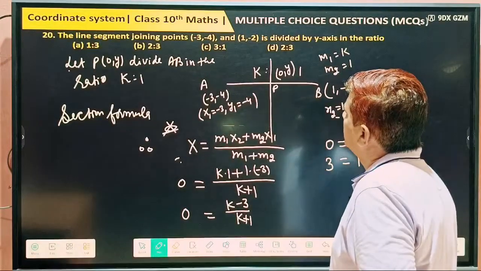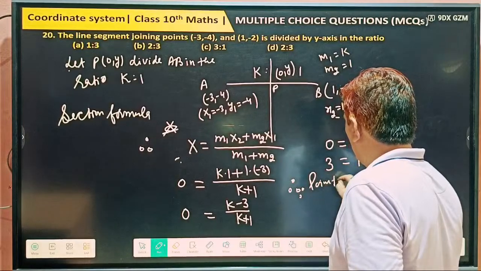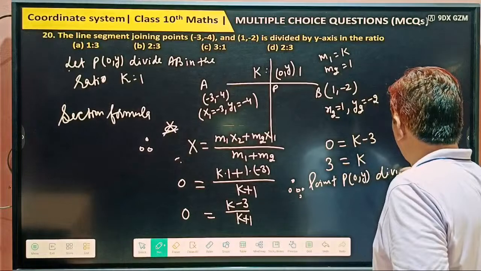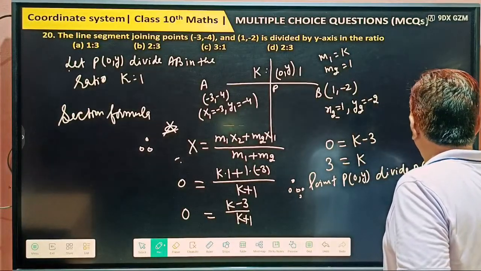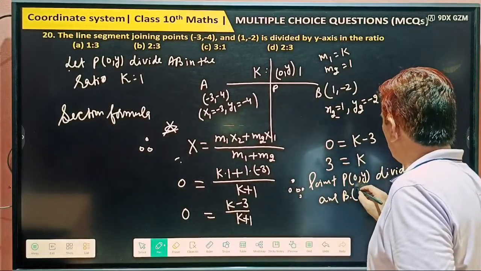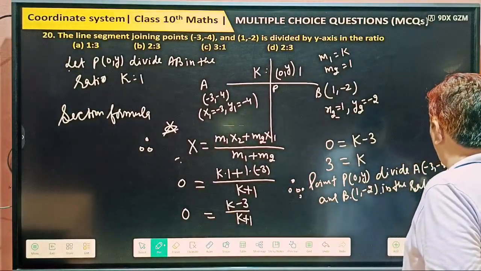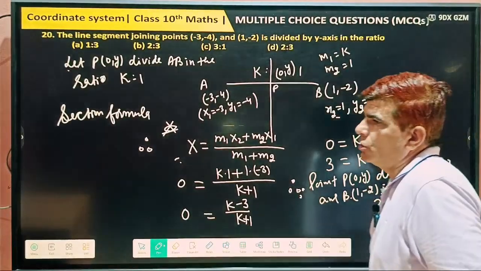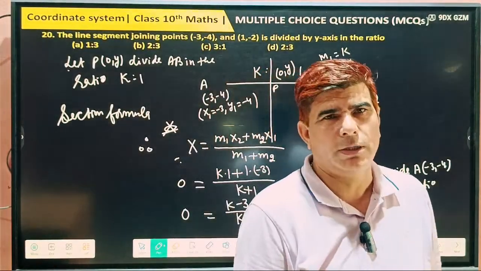Therefore point P divides A, whose coordinates are (-3, -4), and B, whose coordinates are (1, -2), in the ratio 3 to 1. So beta, this is all about this.